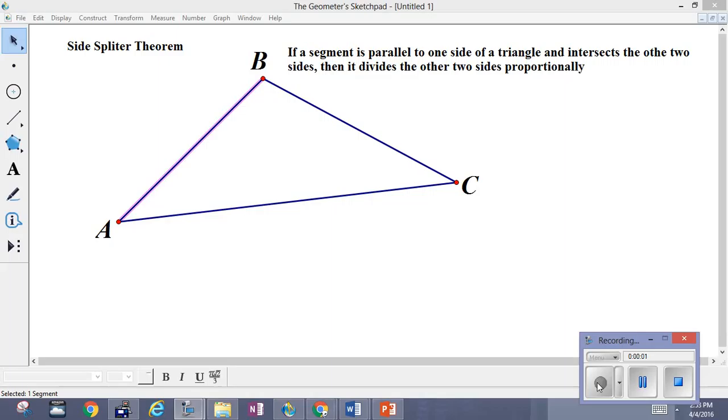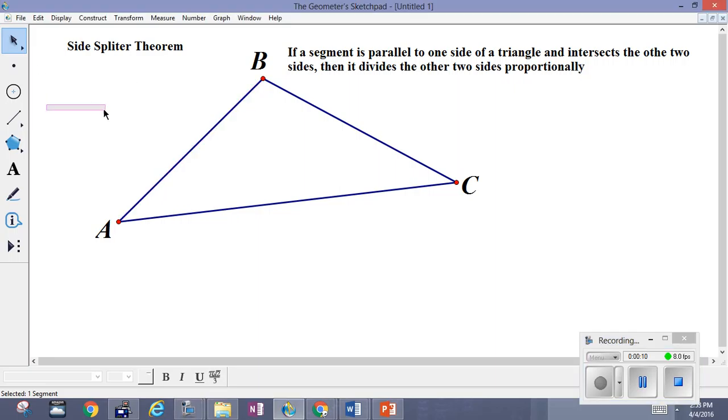Okay, guys, here we go with what we call the side splitter theorem. Now let's just construct this as it's indicated. It says I'm going to take a segment parallel to one side that's going to pass through the other two sides, and it's going to divide those two sides proportionally. So here's what I'm going to do.